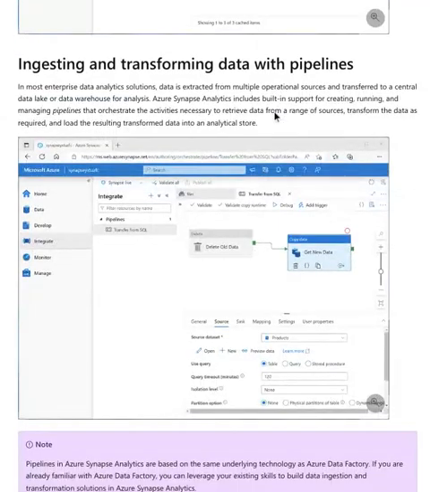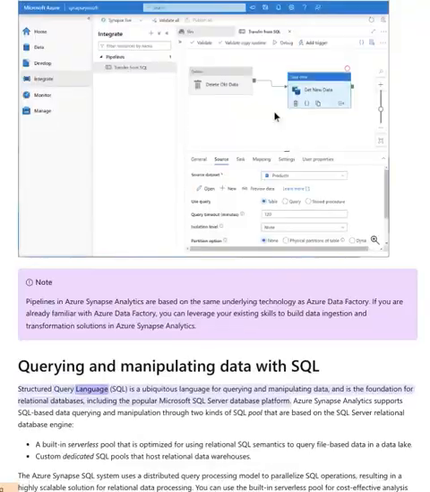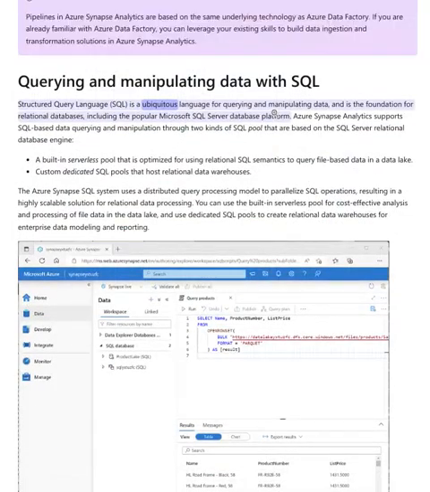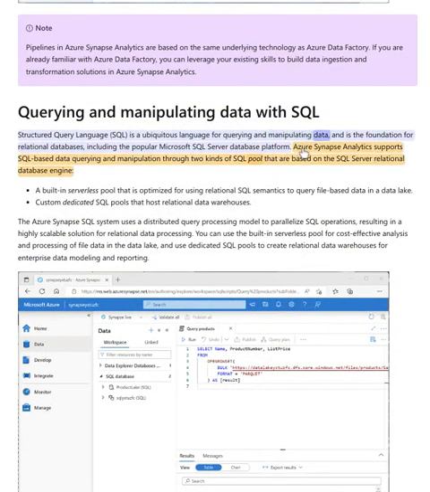Querying and manipulating data with SQL. Structured Query Language, SQL, is a ubiquitous language for querying and manipulating data, and is the foundation for relational databases, including the popular Microsoft SQL Server database platform. Azure Synapse Analytics supports SQL-based data querying and manipulation through two kinds of SQL pool that are based on the SQL Server relational database engine.